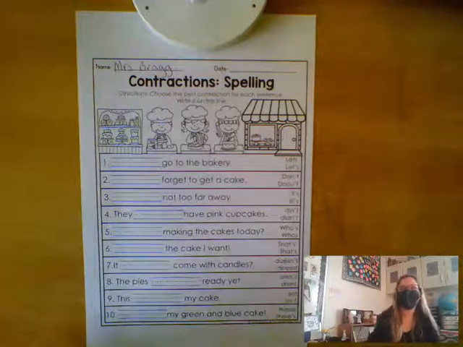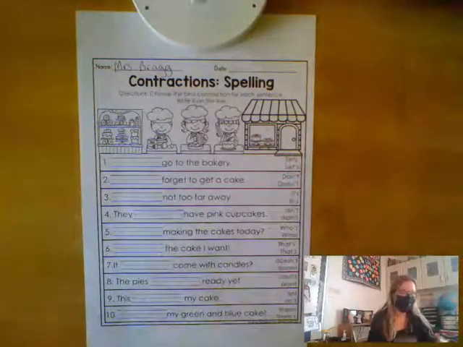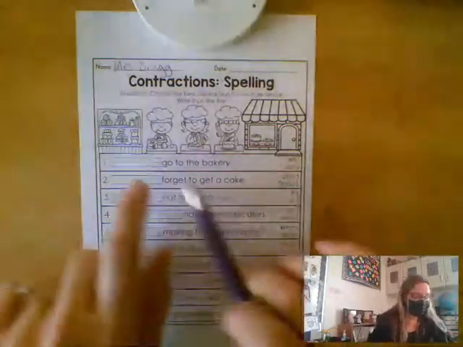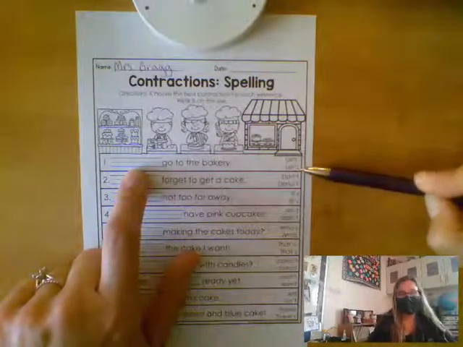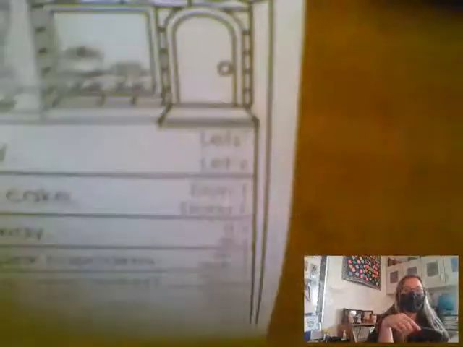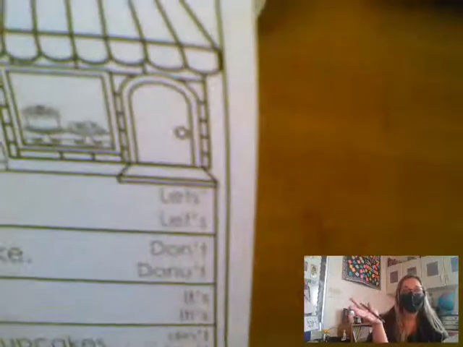Hey, it's funny I said let's look at the first one because look what the contraction is. Let's. So then I need to decide. Blank, go to the bakery, and my choices are let's or let's. Now let's take a look. I keep doing it. And let's decide which is the proper way to write let's. Remember, the apostrophe goes in place of the letters I took out.